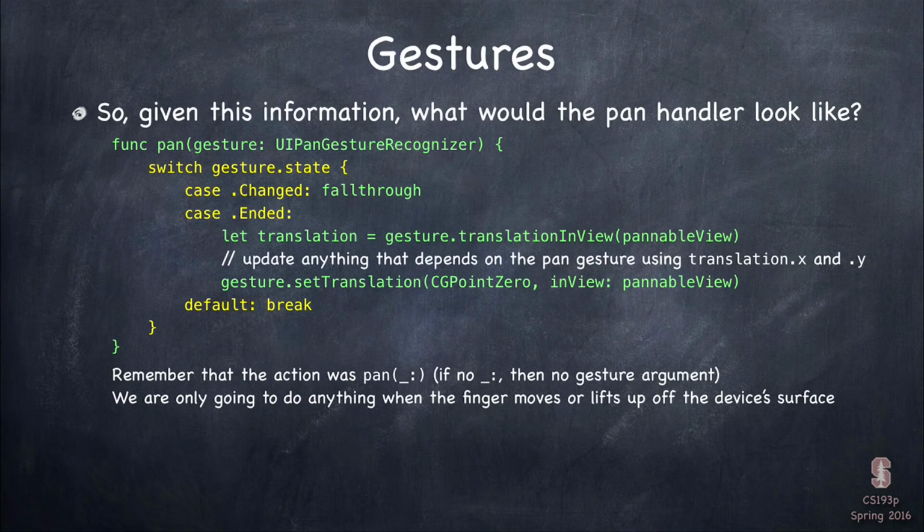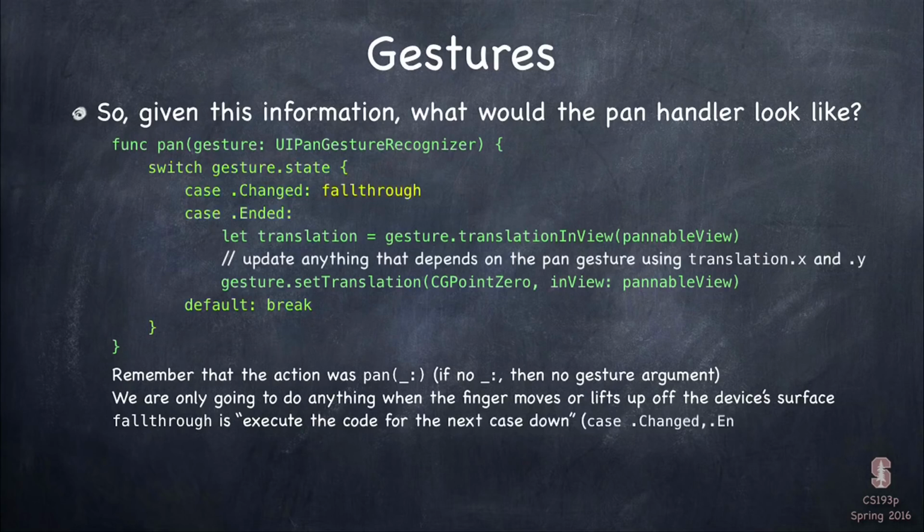Next I'm going to switch on the state that the pan gesture is in, and if it's changed or ended, then I'm going to update something in my controller. Otherwise I'm going to ignore it. If it's canceled or failed or if it began, I don't care. I'm only interested when it moves. So that's why I'm only looking at this.